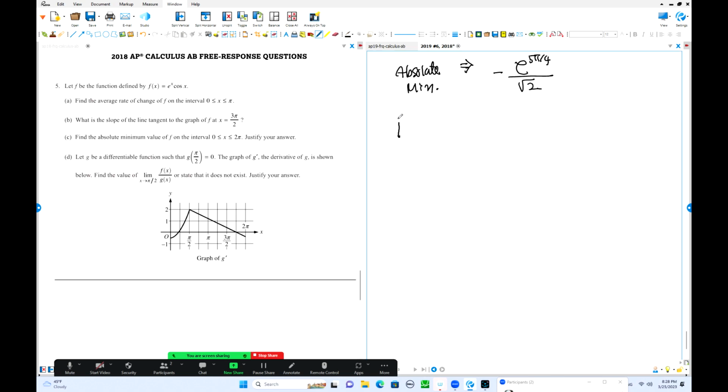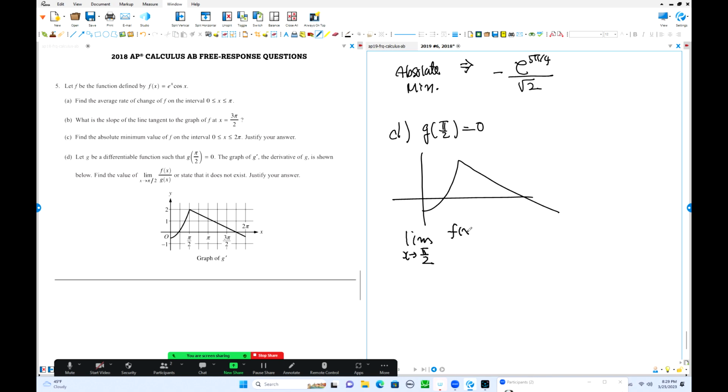Part D is here. g is a differentiable function. So g of pi over 2 equals 0. That is the initial condition, right? When x is pi over 2, y equals 0. The graph of g prime, the derivative of g, is shown below, okay? The graph of this one, here and here. Find the value of this limit: the limit as x approaches pi over 2 of f of x over g of x. Put this number 2 there, what is that? f of pi over 2 and g of pi over 2.